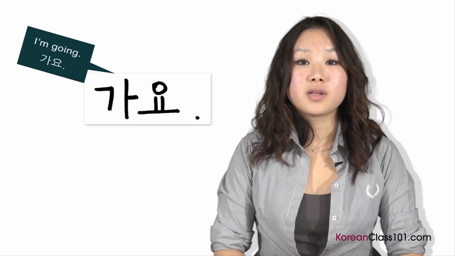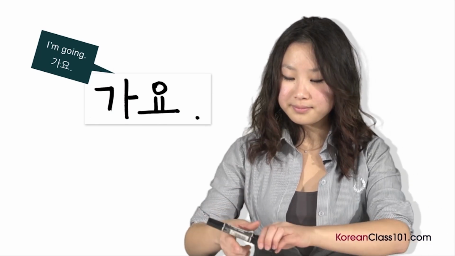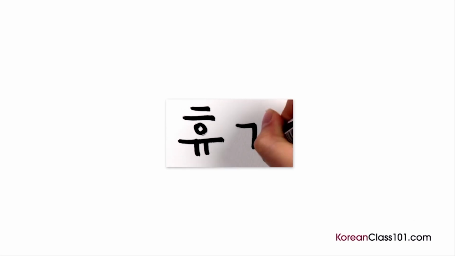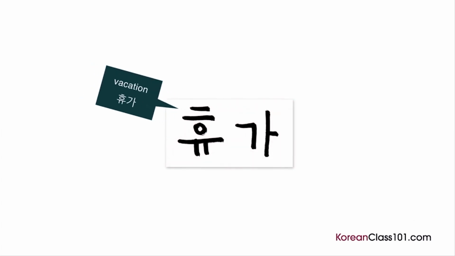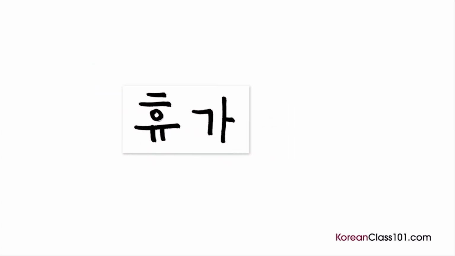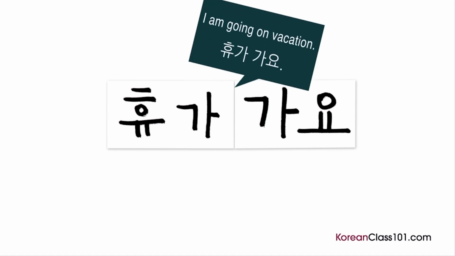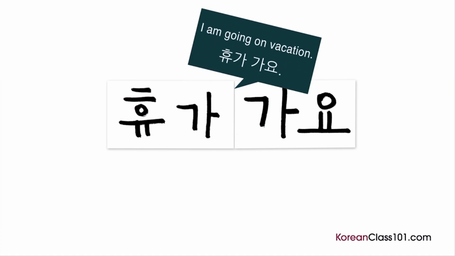It's 가요. This means I'm going. How about this word? 휴가. It means vacation. To create a more complex sentence, 휴가 가요. I'm going on vacation. After just 4 lessons, you're already writing sentences in Korean.